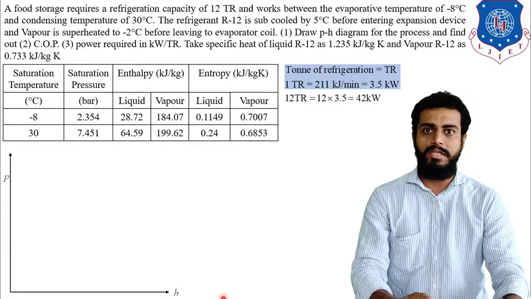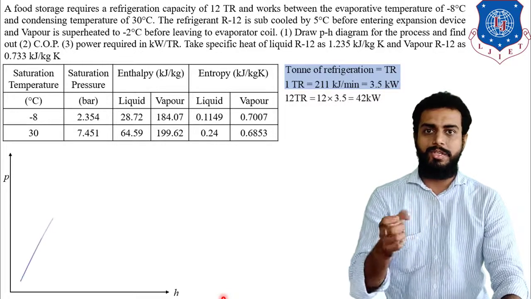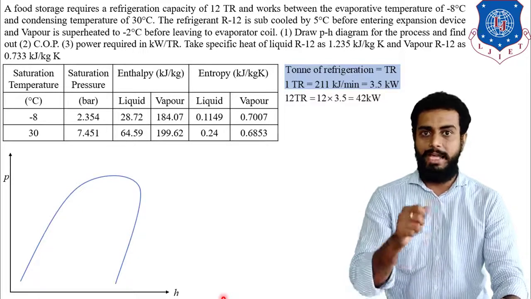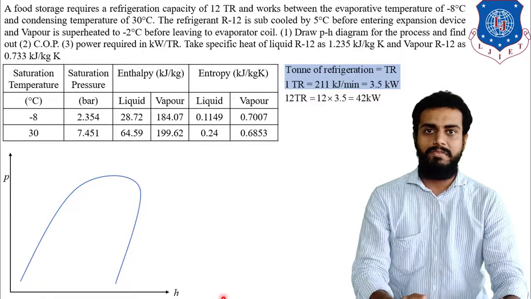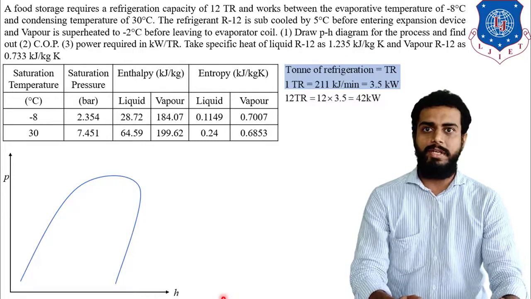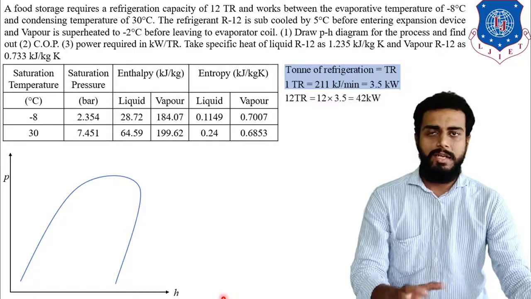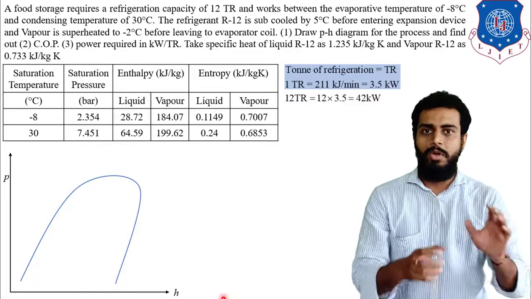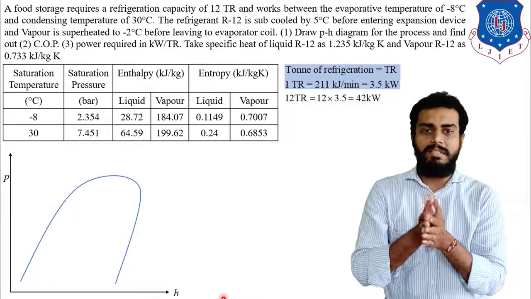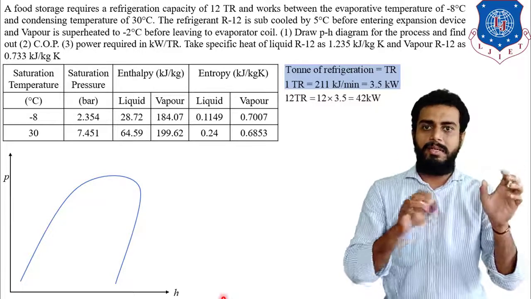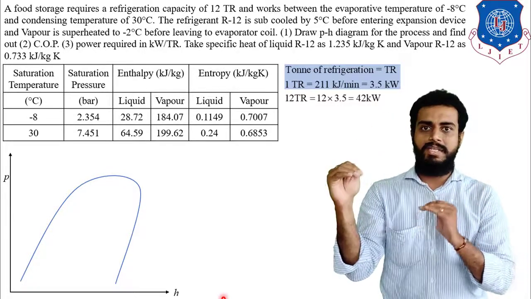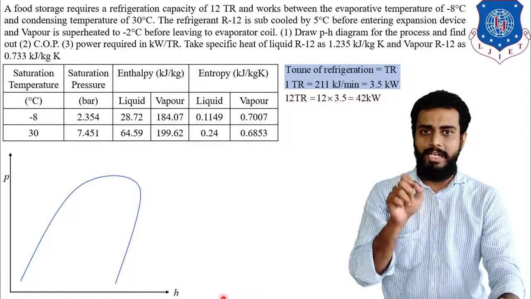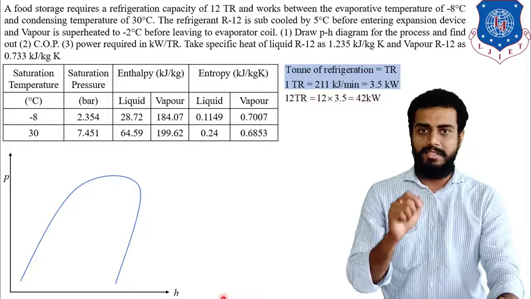Now let us draw the saturation dome. The saturation dome will look something like this, as you can see on the screen, by a blue curvature line. Now what are we given? We are given that the system is working between the evaporator temperature of -8 degrees Celsius. You know how these devices are arranged: simple, compressor, condenser, then expansion device and evaporator, right? So first of all, identify -8 degrees Celsius.